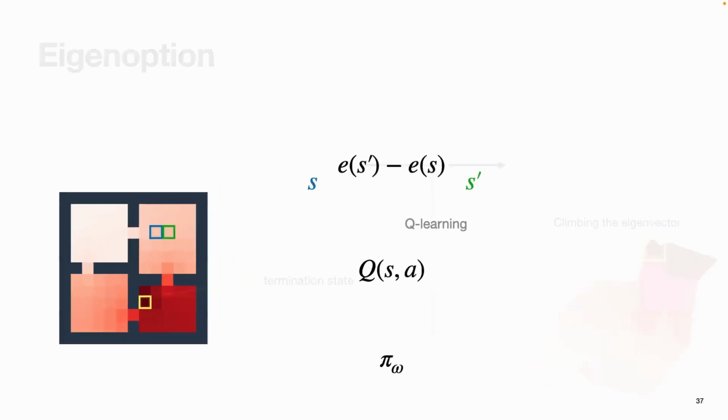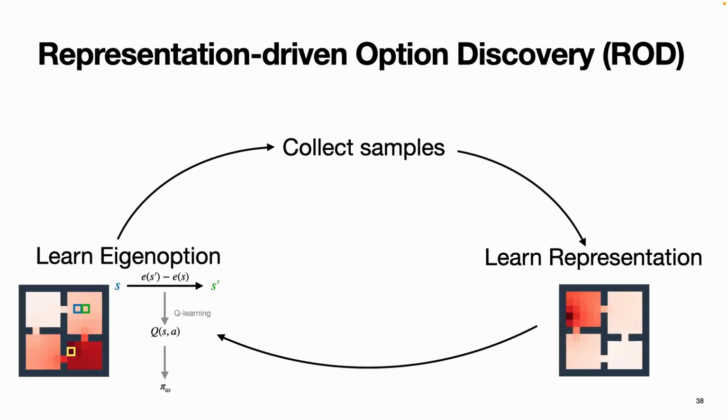And in those cases, we rely on the framework of representation-driven option discovery, usually referred to as the ROD cycle. The ROD cycle begins with collecting samples, and then the samples are used to learn the successor representation, the eigenvector of which is used to learn the eigenoption, which is then used to further collect samples. The nice thing about this ROD cycle is that the eigenoption takes the agent to underexplored areas of the state space.